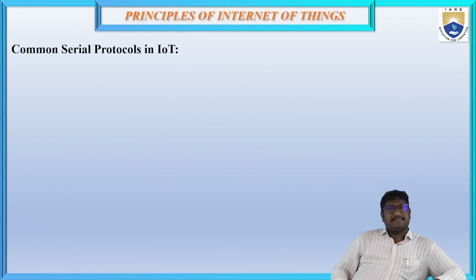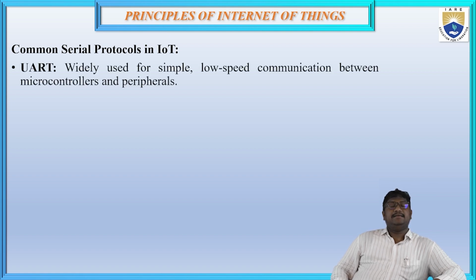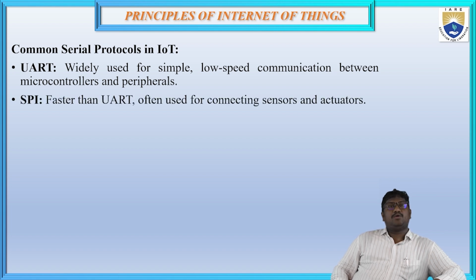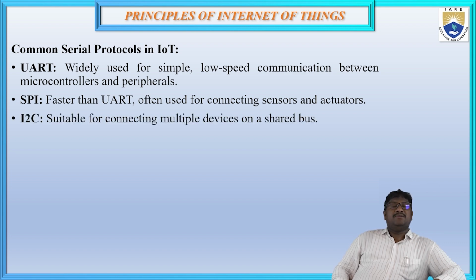Coming to the next factor, which is common serial protocols in IoT. What are these common serial protocols? UART is widely used for simple low-speed transmission between microcontrollers and peripherals. SPI and I2C come under synchronous; UART is asynchronous. SPI is faster than UART and often used for connecting sensors and actuators, while I2C is suitable for connecting multiple devices on a shared bus.